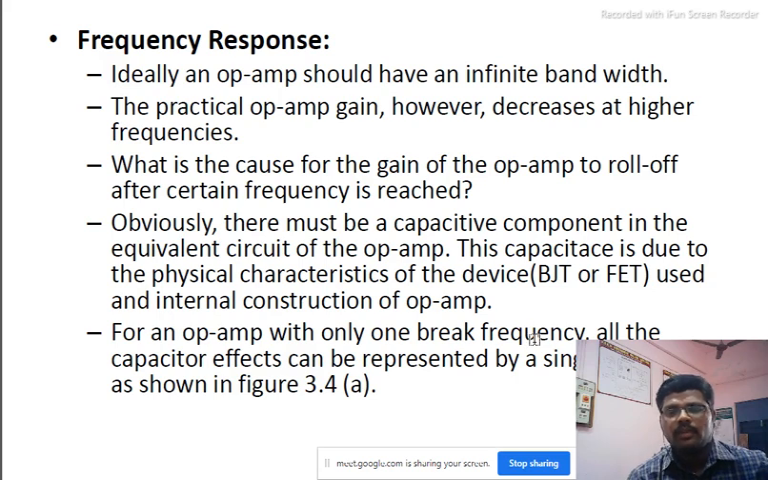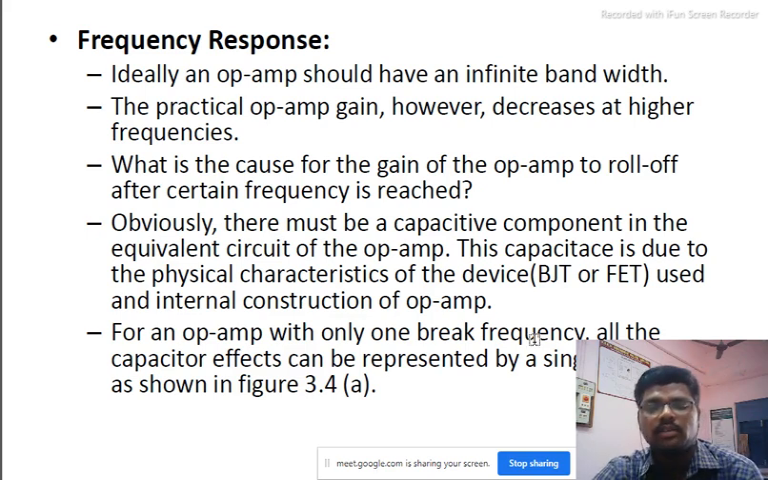That is the CB configuration, collector base configuration, the EB configuration, emitter base configuration, and the CE configuration, collector emitter configuration. These are the three different configurations that may be treated as the physical characteristics of the device, which you have to use in the internal construction of an op amp.